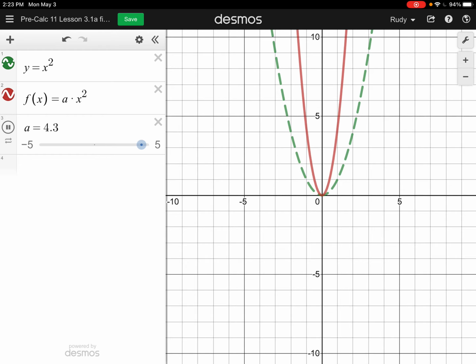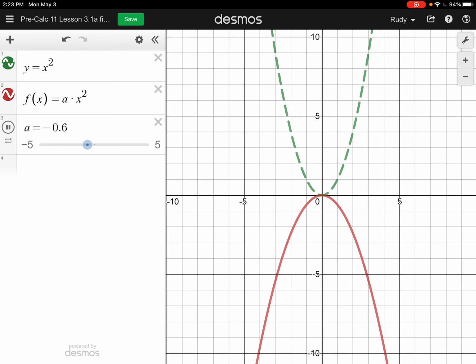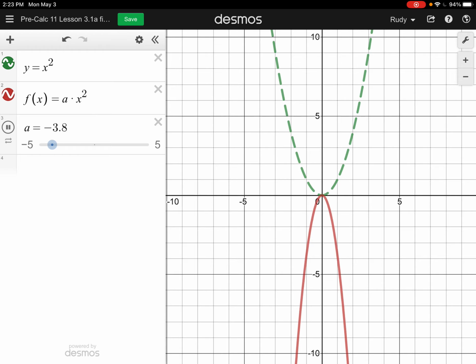But notice the vertex has never changed. And now it's going to start going back down. The closer a gets to 0, the more this gets compressed towards the x-axis. And as soon as a goes into the negatives, it is reflected, and it just goes back and forth. So what you're seeing here is a dynamic visual image of all these different vertical stretches.